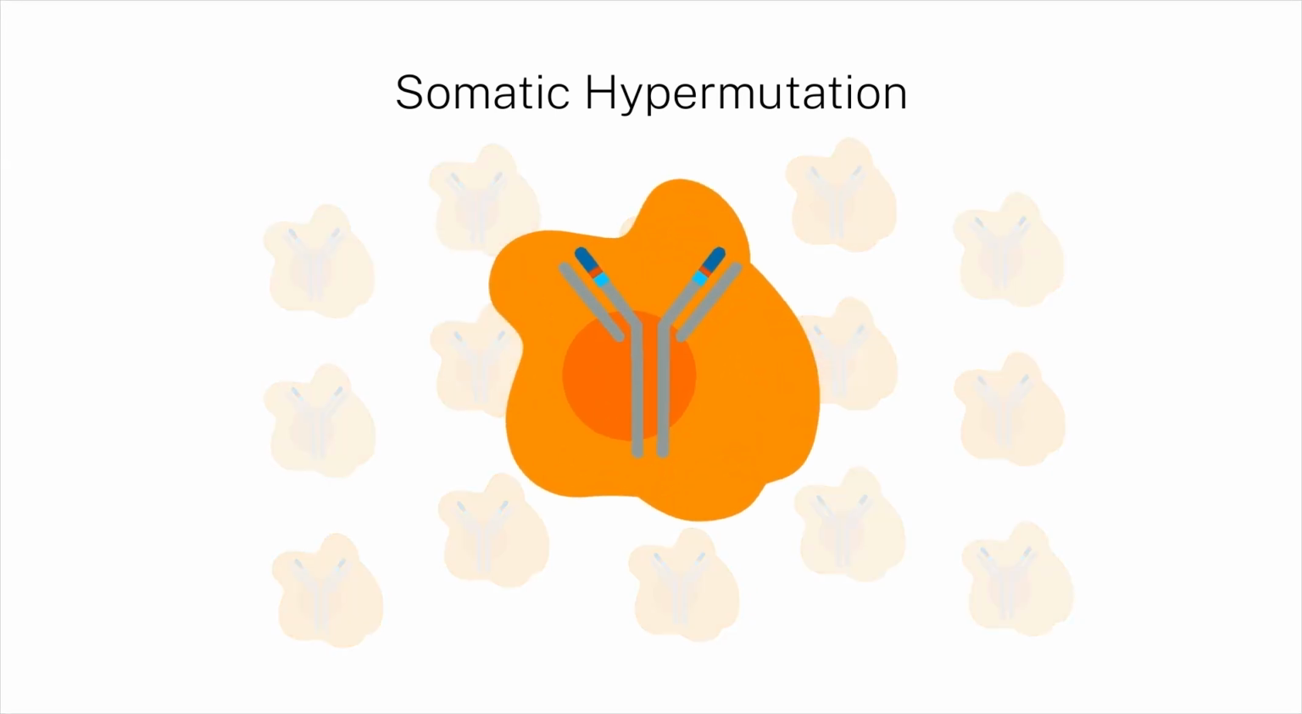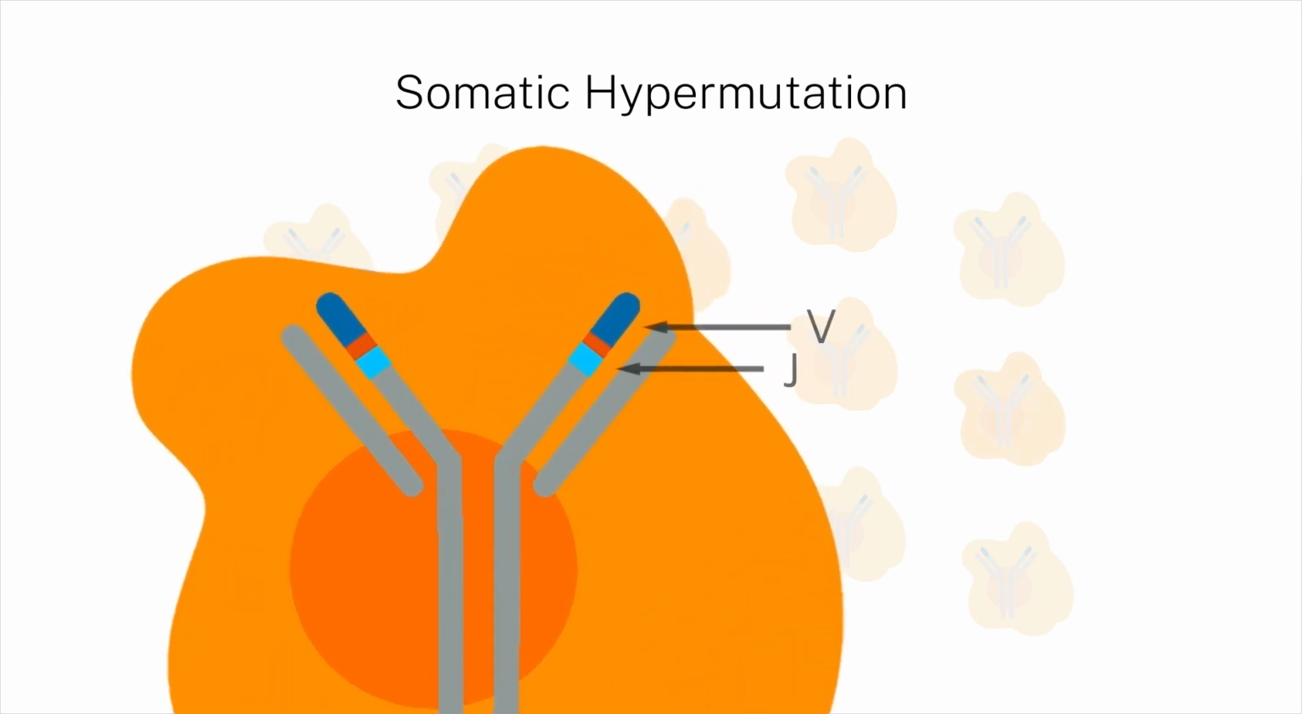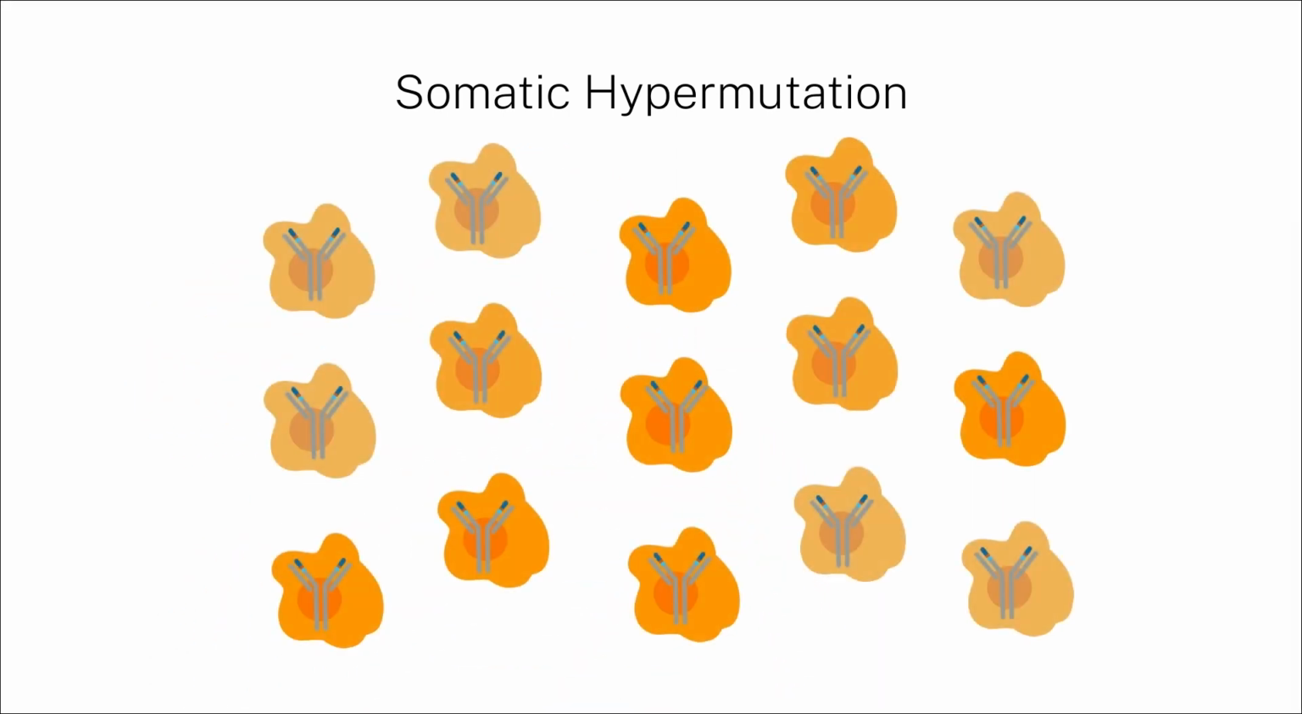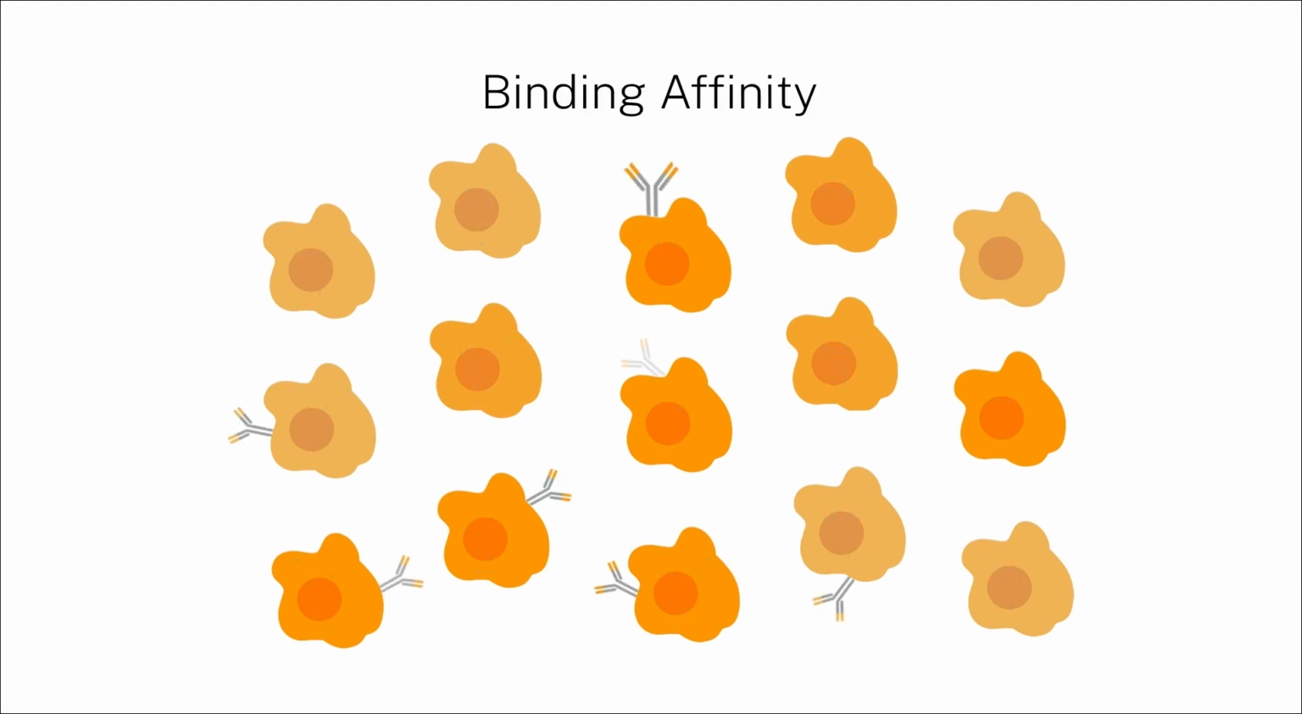In contrast, the rest of the antibody sequence is largely maintained, hence clonotypes being defined by the same V and J genes, but a lower threshold of similarity across the CDR3 or D gene due to somatic hypermutation. This somatic hypermutation leads to variation in binding affinity within the proliferating B cells.